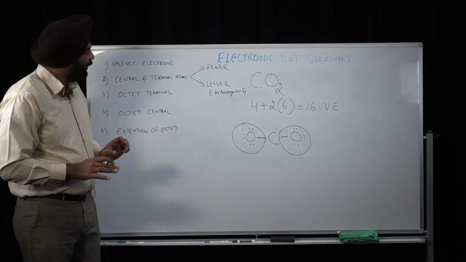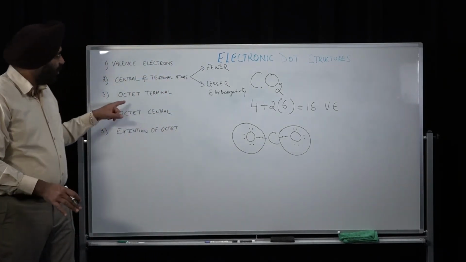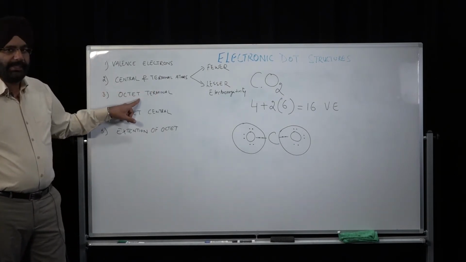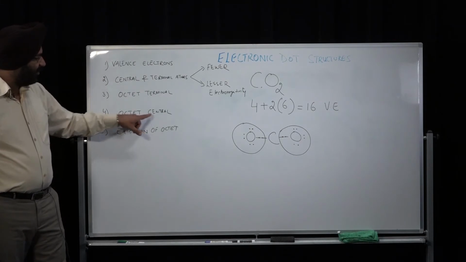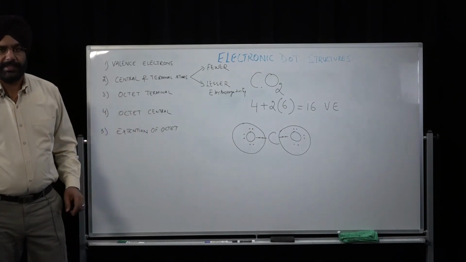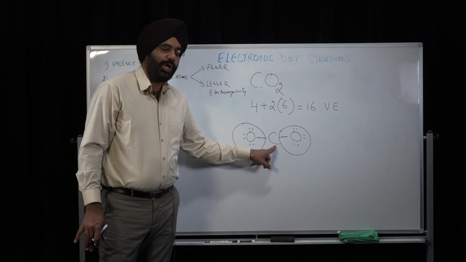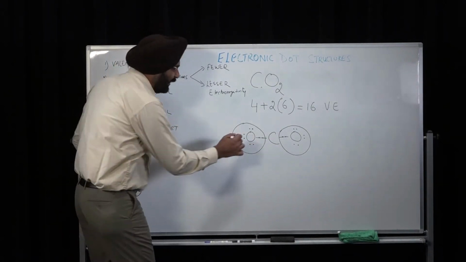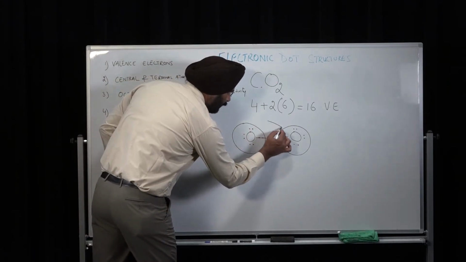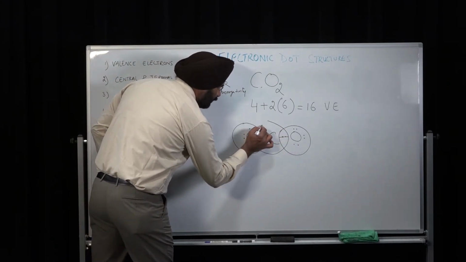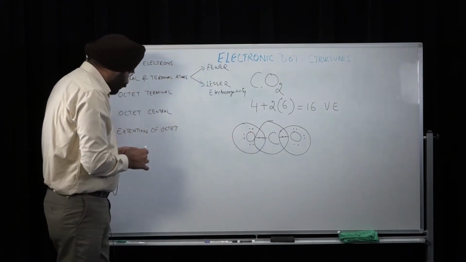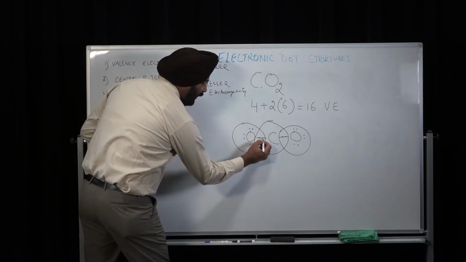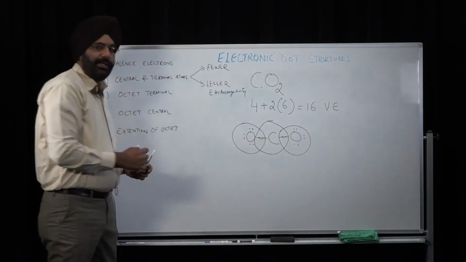Now what this electronic dot structure states is that it's not only the terminal atoms whose octet should be complete, but also the central atom's octet should be complete. That means the central atom should also have 8 electrons on it. And if I count right now here, the central atom, which is the carbon atom, has only 4 electrons on it. 2 here and 2 there. So there are only 4.